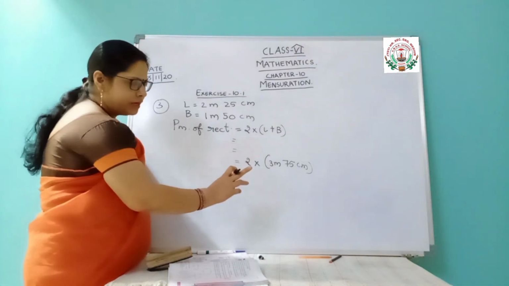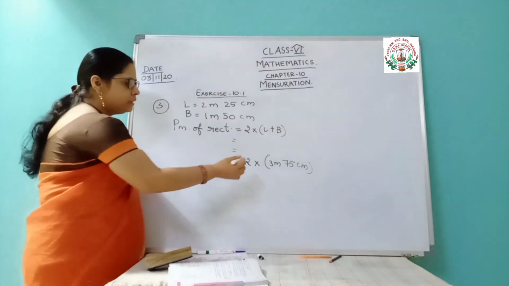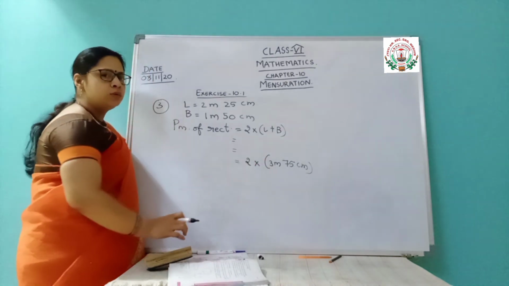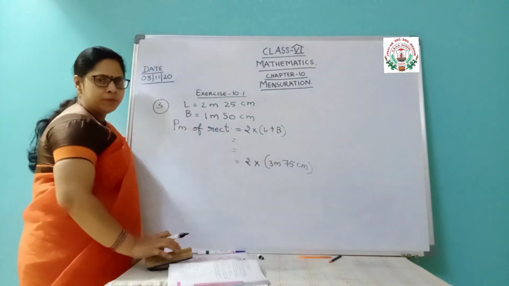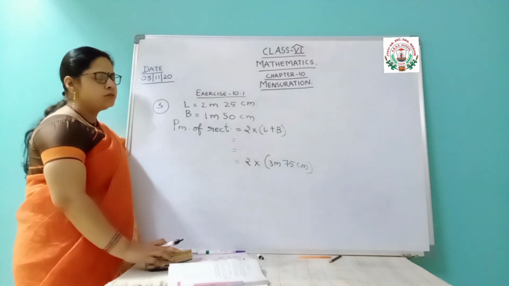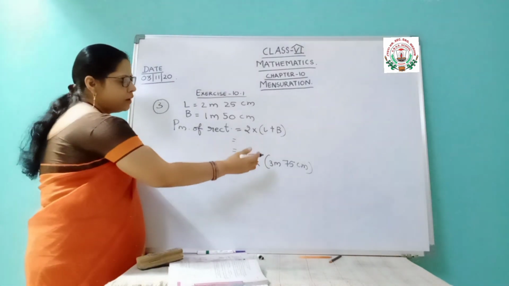That is a little difficult. Some students may be thinking that this 2, according to the distributive property, will be multiplied to this 3 also, multiplied by 75 also. That is not the way. How are you going to do it?